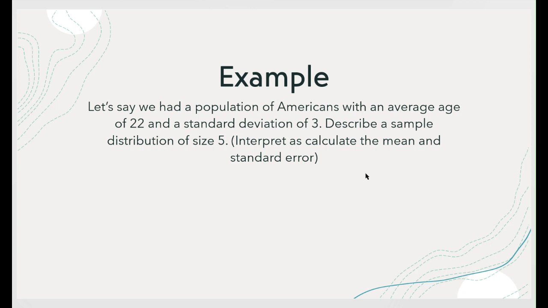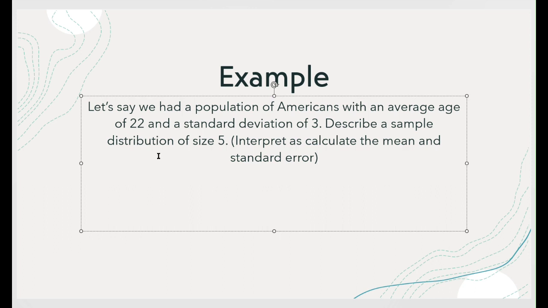All right, let's look at this example real quick. Let's say we had a population of Americans with an average age of 22 and a standard deviation of 3. Let's describe a sampling distribution of size 5. I've written in the brackets what you actually need to do for this kind of question. We know that the population mean is 22 and the standard deviation is 3. So what's the mean of the sampling distribution here?